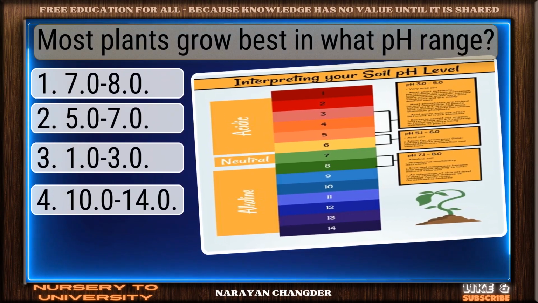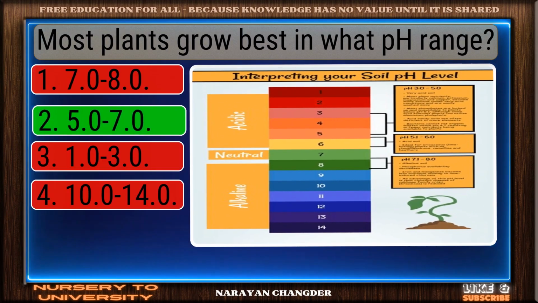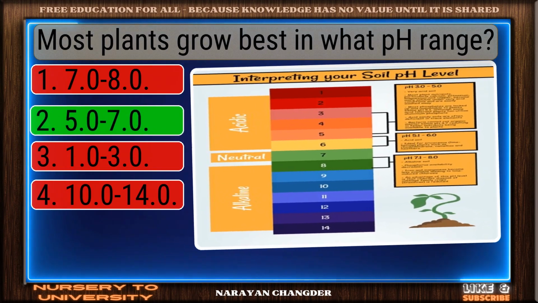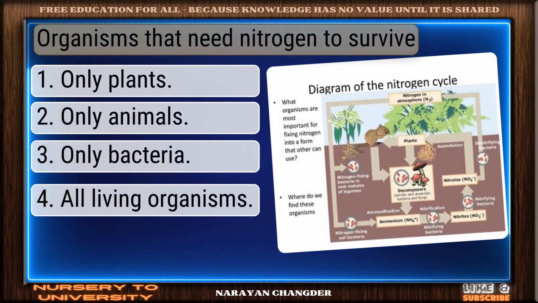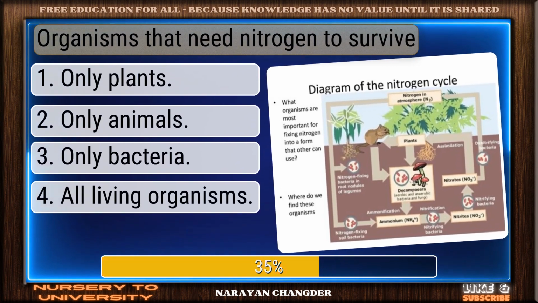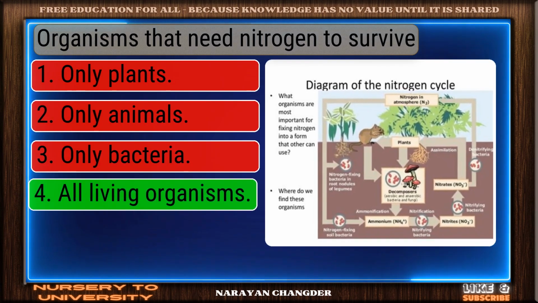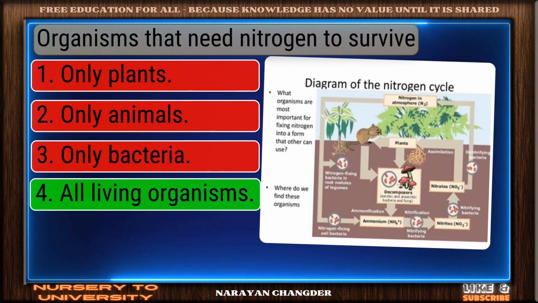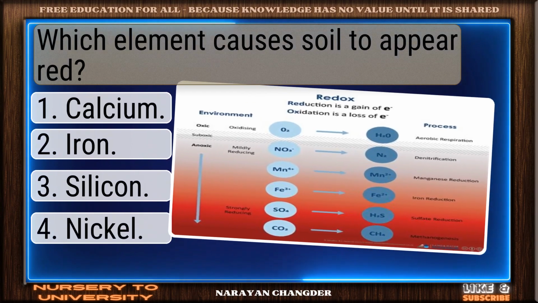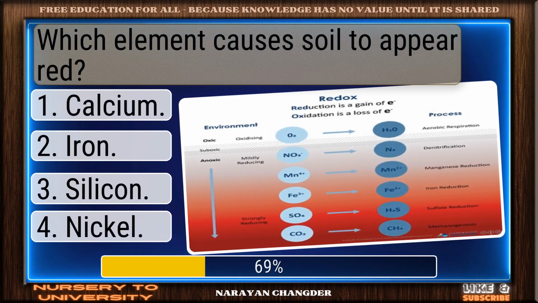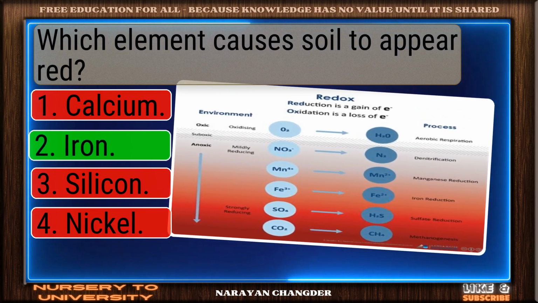Most plants grow best in what pH range? Good thinking. 5.0 to 7.0 is the right answer. Organisms that need nitrogen to survive. Well picked. All living organisms is the correct answer. Which element causes soil to appear red? Smart pick. Iron is the correct choice.